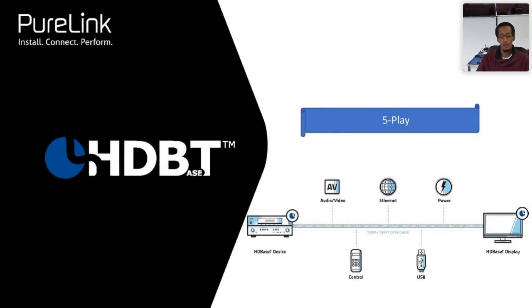So I just mentioned it, we have one single cable, one CAT cable, and we can transmit audio, video, control signals like RS-232 and IR, Ethernet and USB signals, and power over a single line. That's the five-play concept. And just to say it up front, yes, HDBaseT can transmit those five different signals over one single cable, but not all HDBaseT chipsets will support those features.